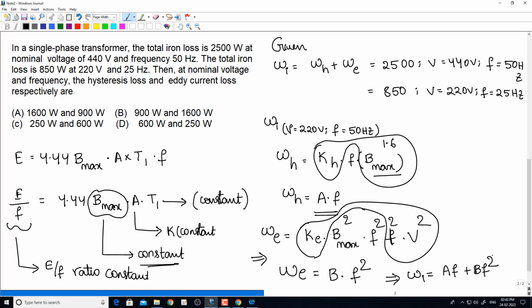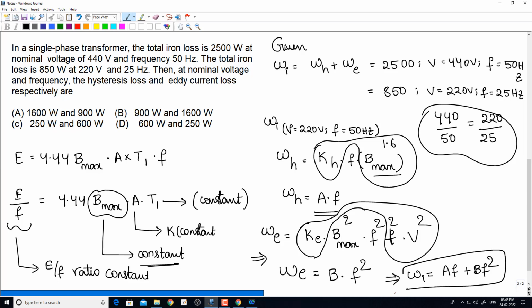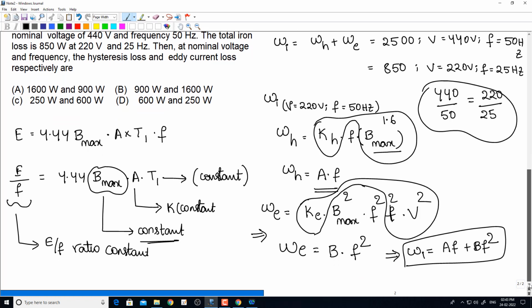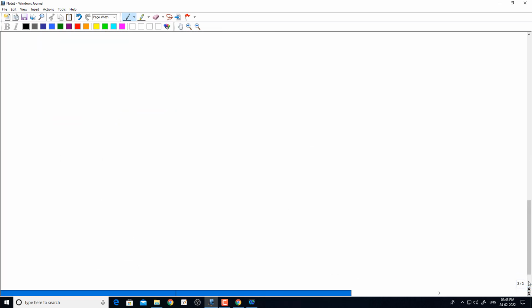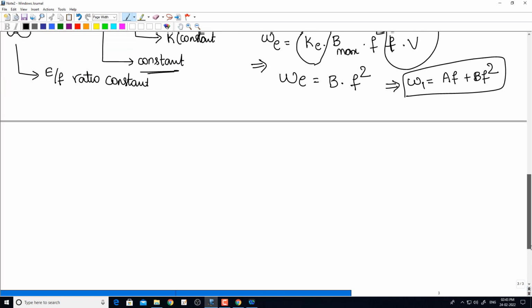In the question we know that 440 by 50 Hz is equal to 220 by 25 Hz. The V by F ratio is constant from the supply. So, iron loss we got like this: Wi is equal to AF plus BF square.